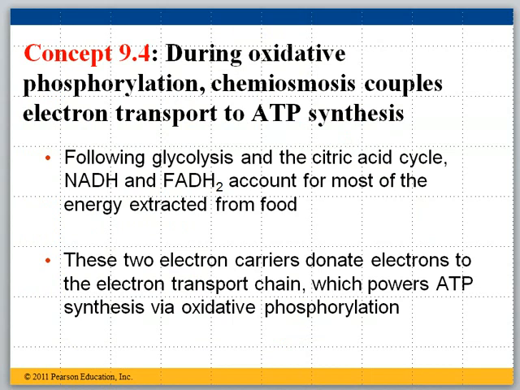All right, so far we've been through step 1, which is glycolysis, step 2, the citric acid cycle, and now we're on to step 3, which is the final part of respiration. So far not too bad. Again, try to keep in mind those big pictures, the big ideas that we're talking about, and try not to get bogged down into every tiny little detail. Just add in as much detail as your mind can hold. So our last concept for this portion is 9.4. During oxidative phosphorylation, chemiosmosis couples electron transport to ATP synthesis.